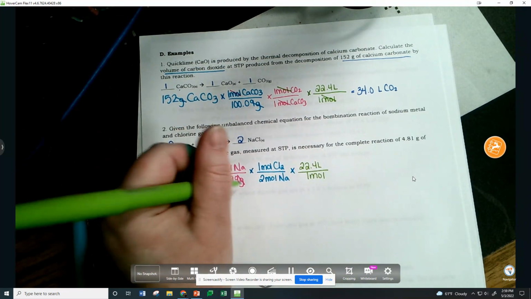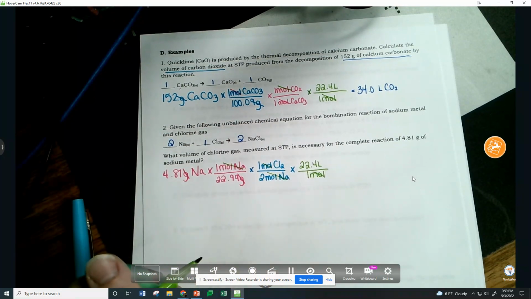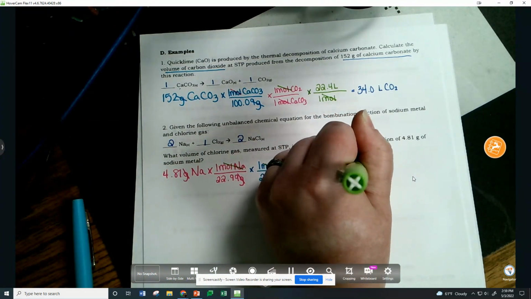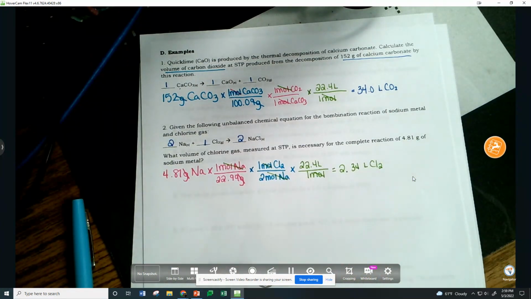Double checking units, grams canceled, moles of sodium canceled, and the unit mole canceled. Again, making sure you're careful with how you run it through. With 3 sig figs, you should get an answer of 2.34 liters of chlorine. And that's how you work with stoichiometry and molar volume, applying it to gas laws.